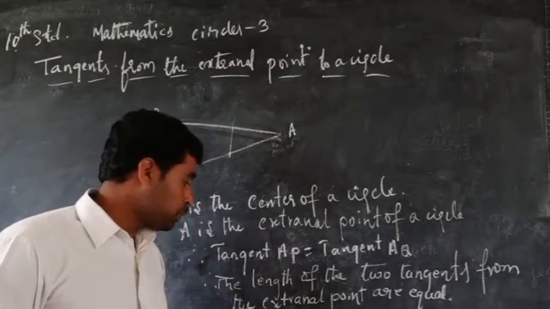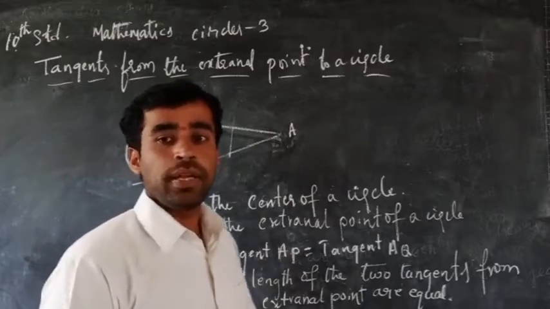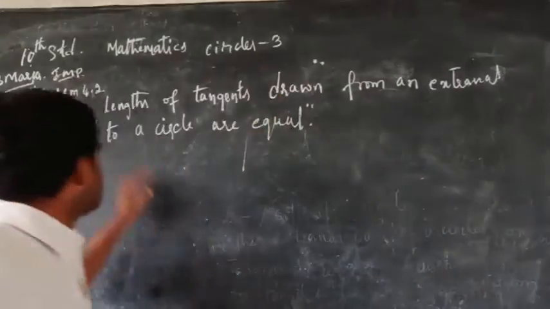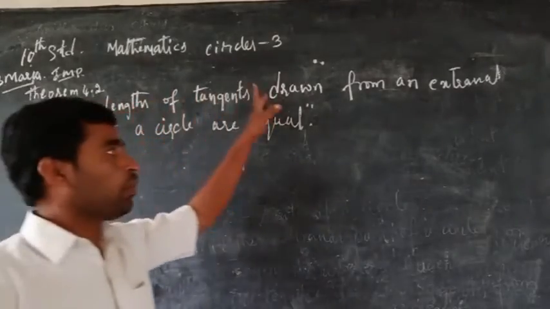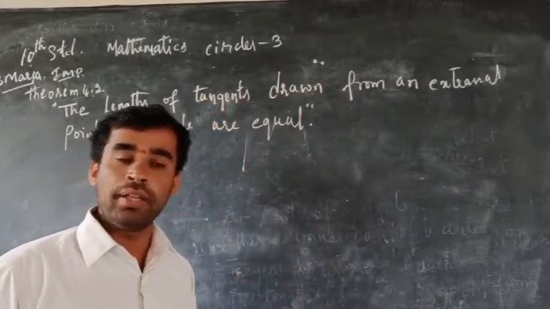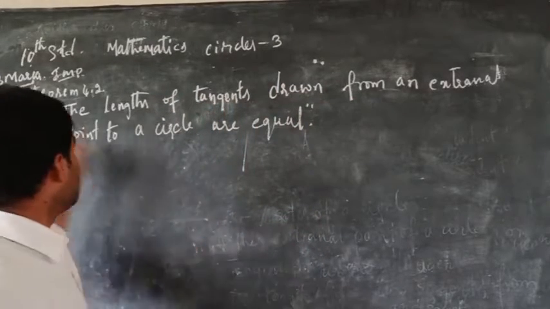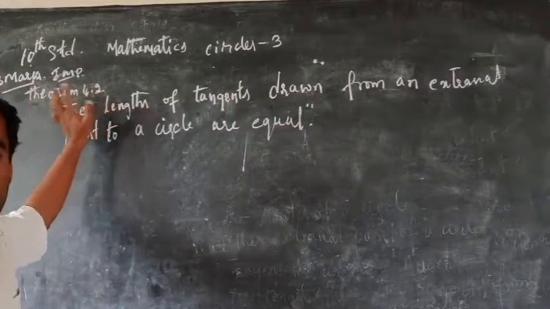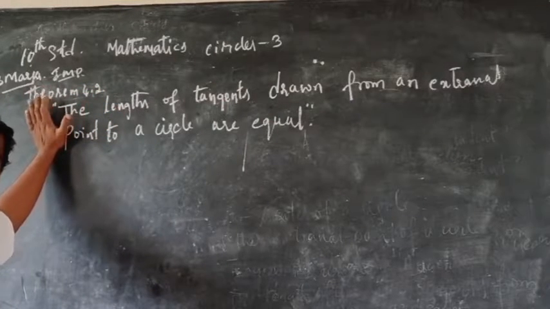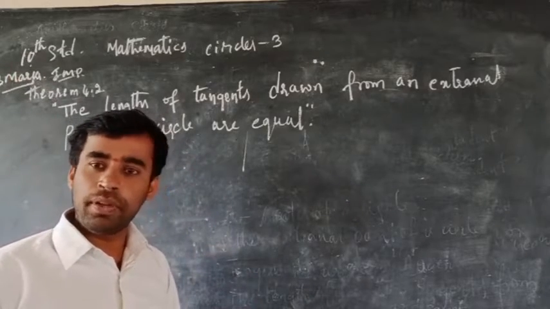Now we are going to prove this logically using a theorem. The lengths of the tangents drawn from an external point to a circle are equal. Now we are going to prove this. This is theorem 4.2. It's not universal; according to the textbook I have taken, this is theorem 4.2, and it's very important for 3 marks.